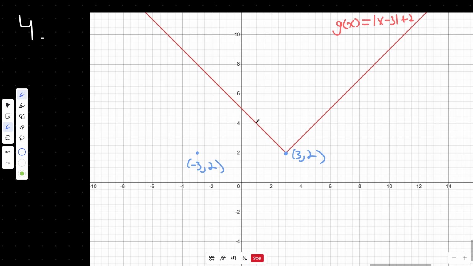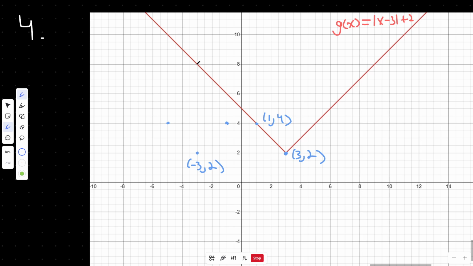And for this point, it's at 1, 4. This is going to be reflected across into negative 1, 4. So it will be right there. And we can do the same thing for here. This is at 5, 4. Now it's going to be at negative 5, 4, right there. Let's keep going.